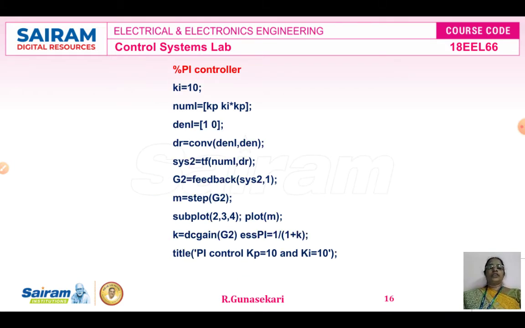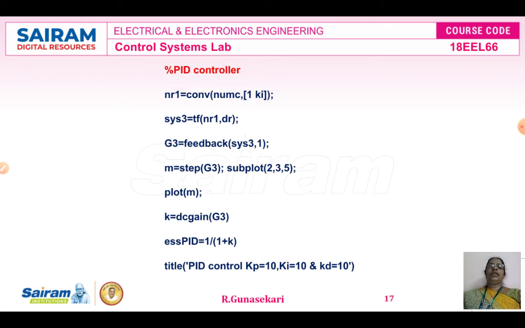The next one is the PI controller. The PI controller gain is equal to 10 for the given transfer function of the second order system. So the numerator L is Kp, Ki multiplied, and the denominator L is equal to [1 0]. So the denominator is the convolution of denominator L and denominator. This is system 2. Now we get the feedback, then the step, then we plot, and we get the PI controller. Similarly for the PID controller, the numerator, system and feedback all follow the same logic.